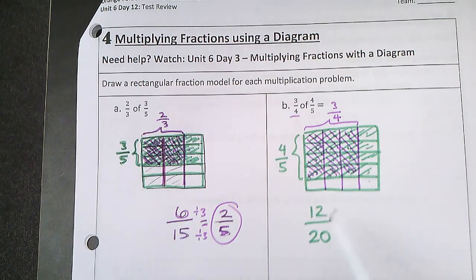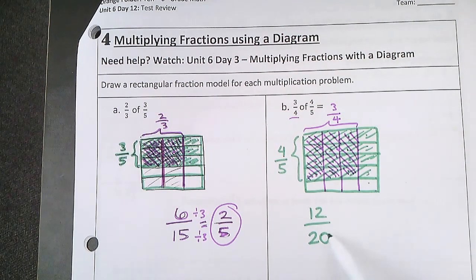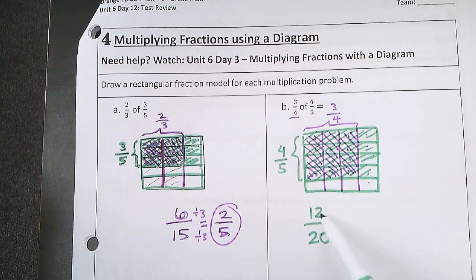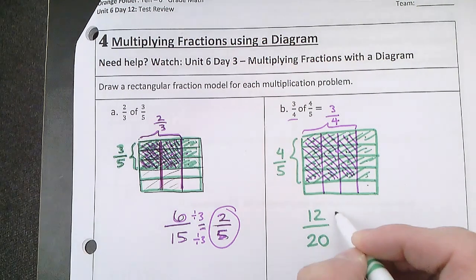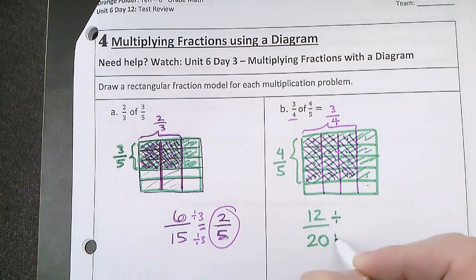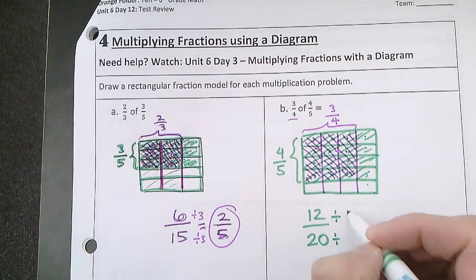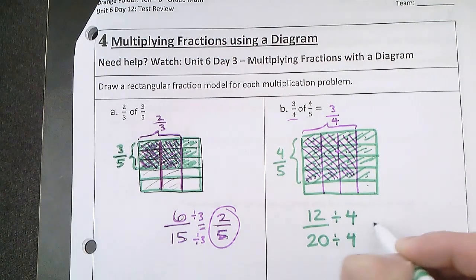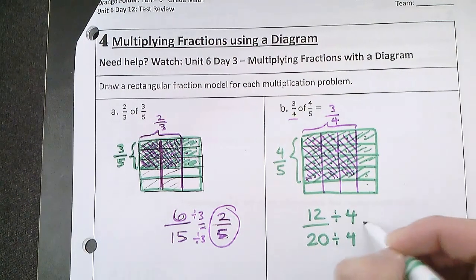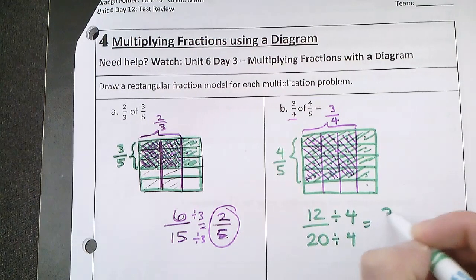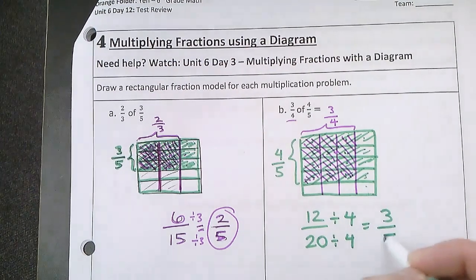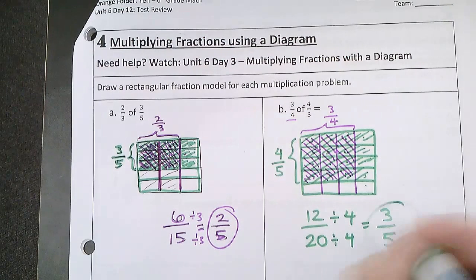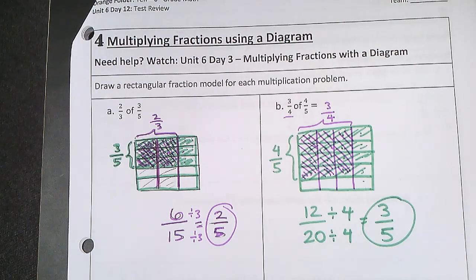I check, can I simplify this fraction? Is there a number that I can divide into 12 that I can also divide into 20? Yes, I can divide both of these numbers by 4. So 12 divided by 4 is 3. 20 divided by 4 is 5. So 3/5 is my final answer.